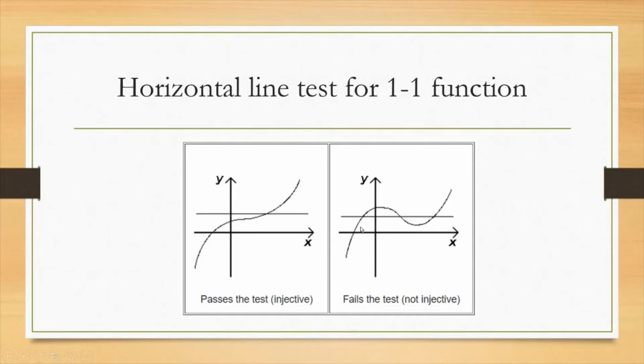What is the image of x1? The image of x1 is this point's y value, and the image of x2 is this same y value, right? So x1 and x2 are different, but their images are the same. So this function is not one-one. That is why, if any parallel line to the x-axis cuts the curve at exactly one point, such functions are one-one functions. Okay.